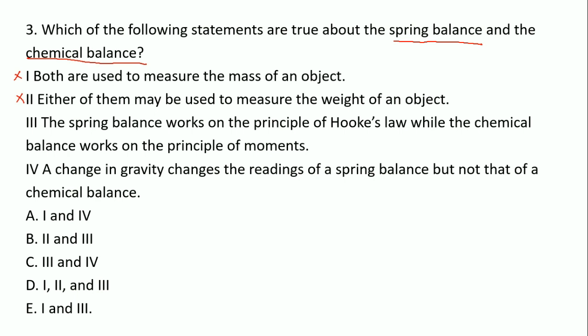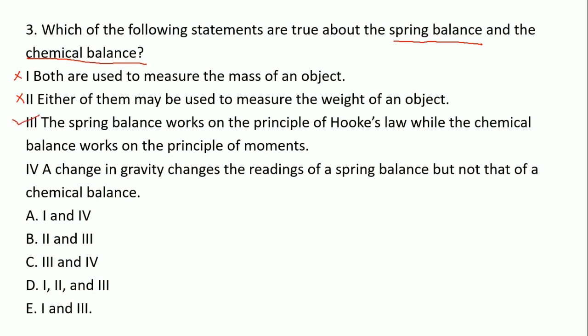Option 3: the spring balance works on the principle of Hooke's law, while the chemical balance works on the principle of moment. I'm pretty sure you must have seen a spring balance before and also a chemical balance. You would know that in a spring balance, the main constituent is a spring, which works on the principle of Hooke's law, while the chemical balance works on the principle of moment as it has two lever arms. So this is absolutely correct.